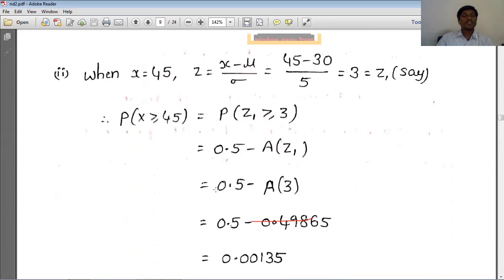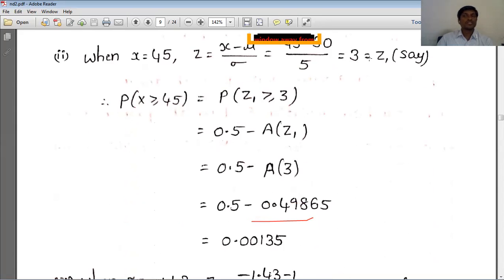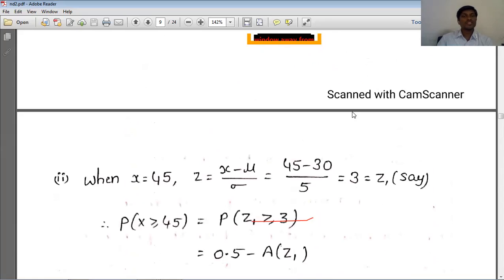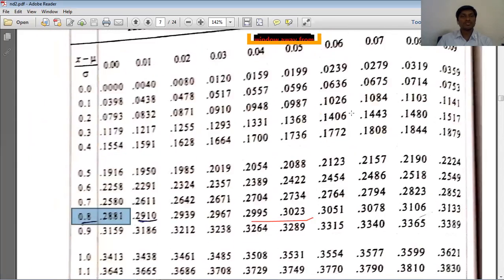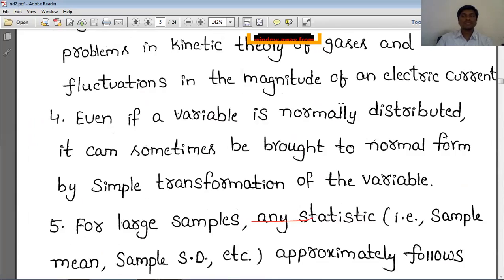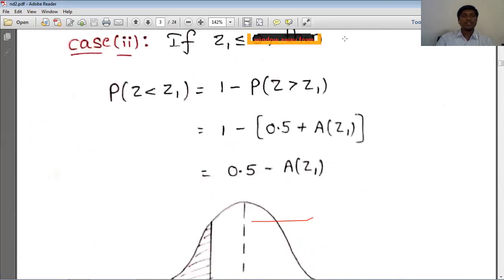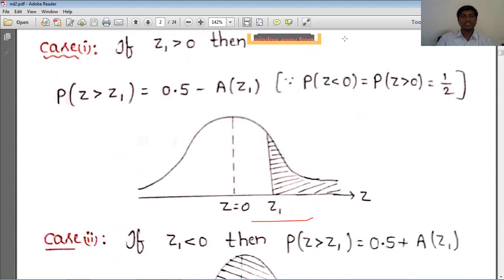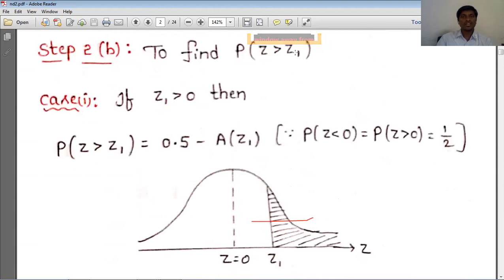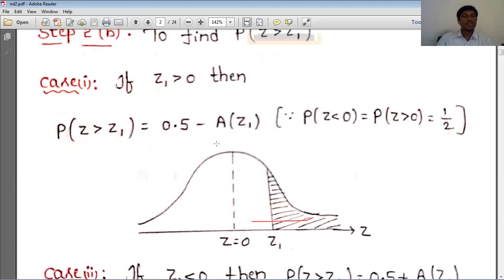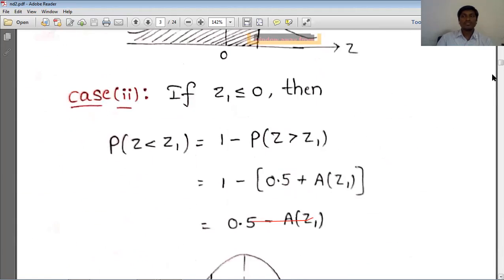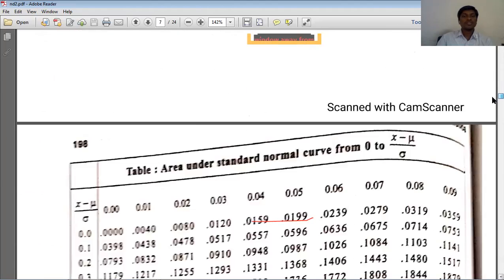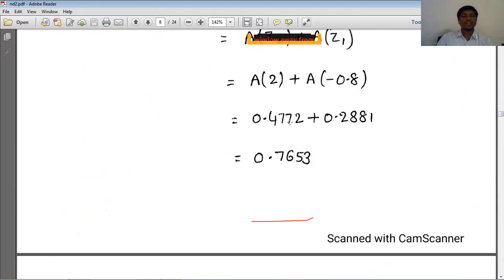The second one is P of x greater than or equal to 45, calculated the same way, 45 minus 33. Here z1 is greater than 0. If z1 is greater than 0, we use the formula from step 2b. These formulas you need to remember. For z greater than z1 with z1 greater than 0, the formula is 0.5 minus area of z1.